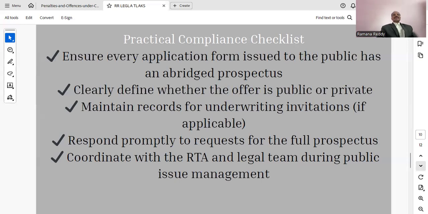So what is the practical compliance checklist? Ensure every application form issued to the public has an abridged prospectus. Clearly define whether the offer is public or private. Maintain records of underwriting invitations, if applicable. Respond promptly to requests for the full prospectus. Coordinate with the RTA and legal team during public issue management.